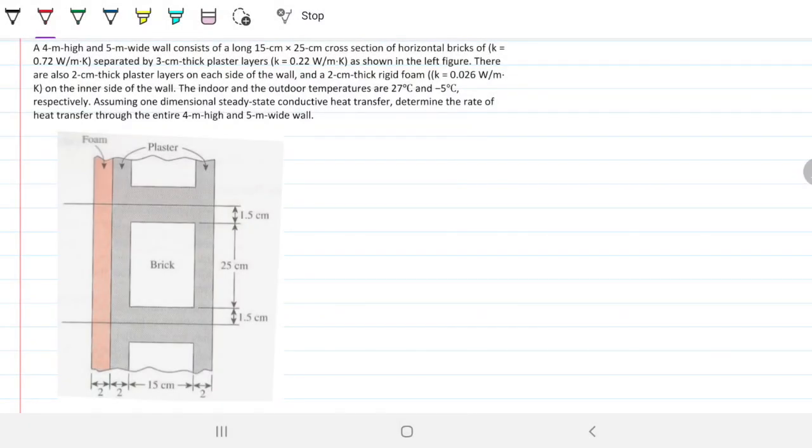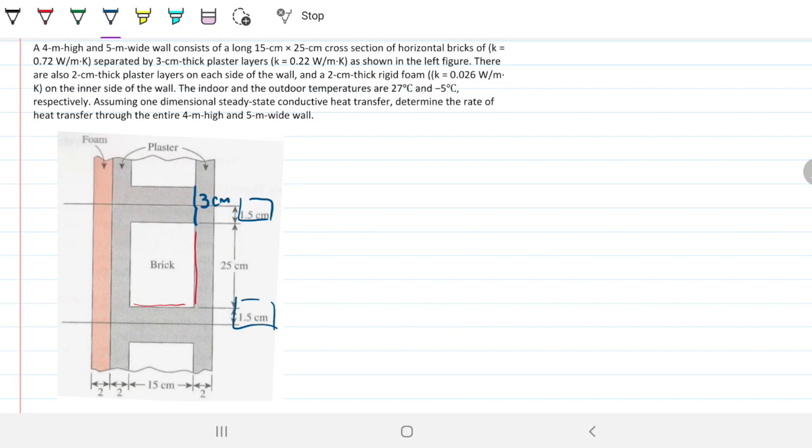Alright, so this is the weekly problem in which we have a 4-meter high, 5-meter wide wall that has long 15 centimeters by 25 centimeters cross section horizontal bricks separated by 3 centimeter thick plaster layers, as shown on the figure to the left. Right, so the brick here is 15 centimeters by 25 centimeters, and then it has 3 centimeters of plaster separating each brick. So that's the 1.5 plus the 1.5. This makes the 3 centimeter.